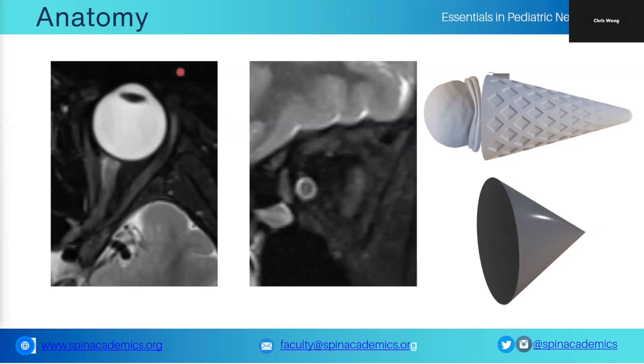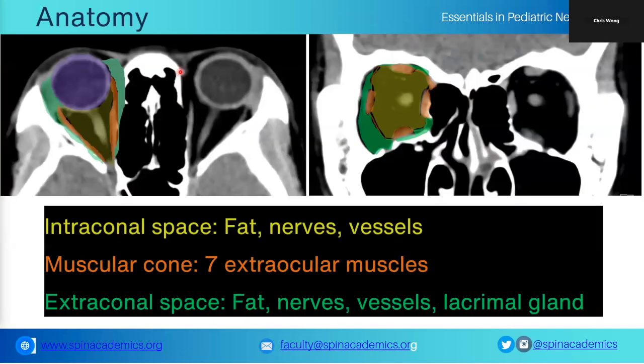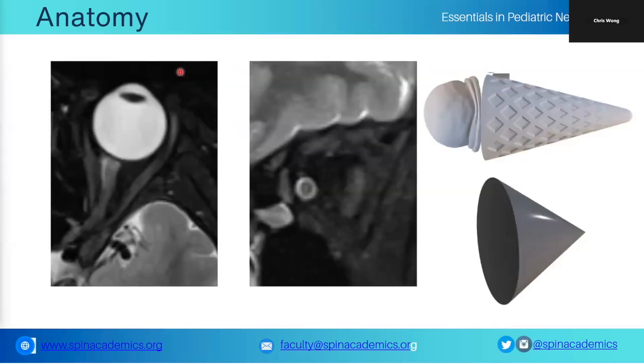First of all, about the anatomy, we have to appreciate that the orbit is a complex structure that is often described as a cone-shaped structure. The eye globe is at the front and the cone-shaped structure is at the retroorbital region here. The bony orbit forms a cone-shaped structure, and the extraocular muscles form a muscular cone within. So this is the ice cream and the ice cream cone.